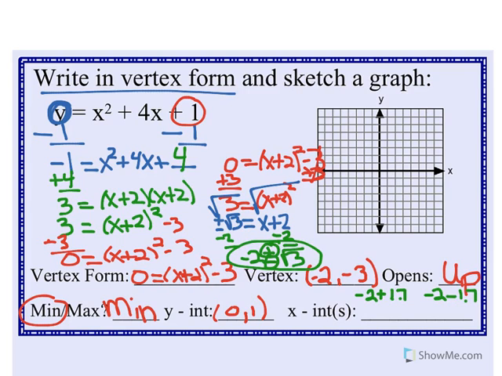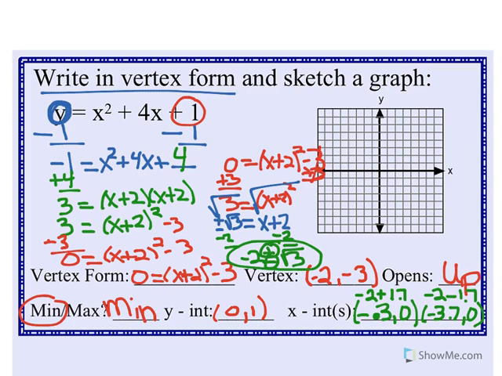So negative 2 plus 1.7 is negative 0.3, so that is one of my x-intercepts. Negative 2 minus 1.7 is negative 3.7, so that is my other x-intercept. So let's graph those points that we found.